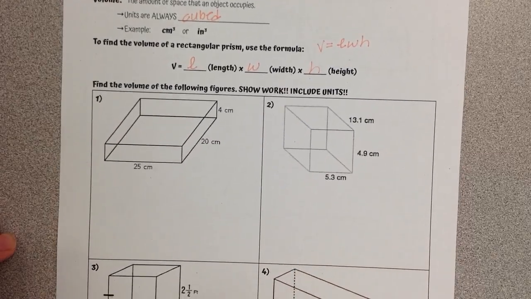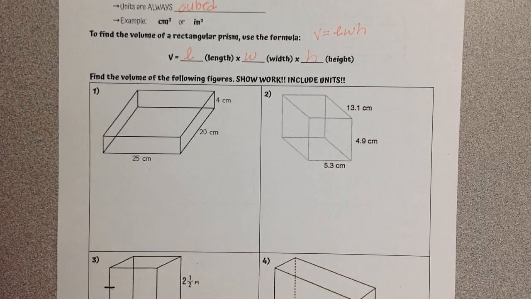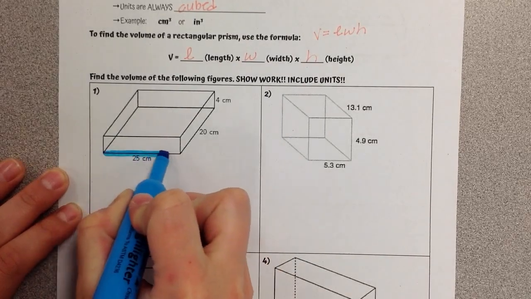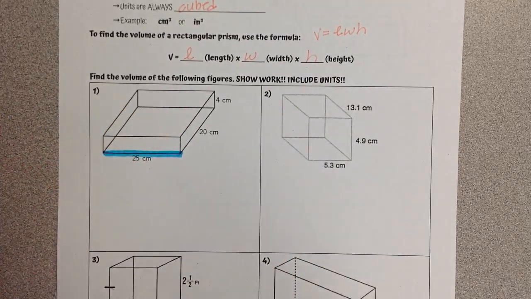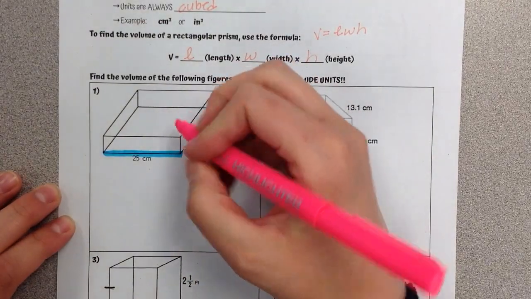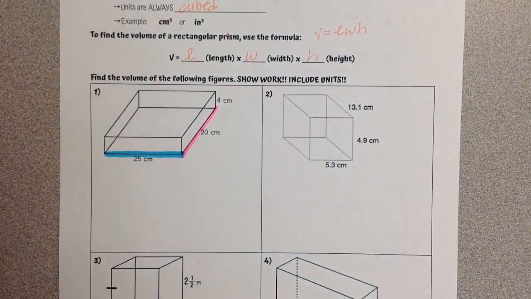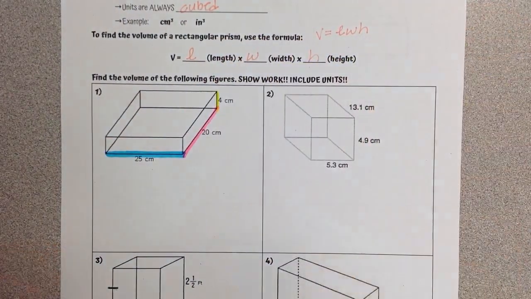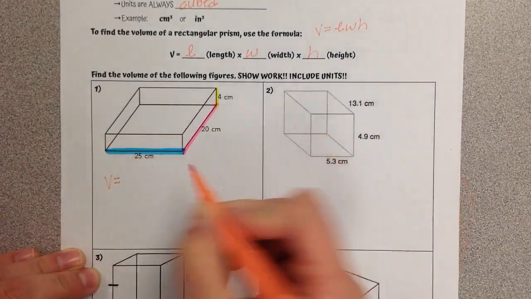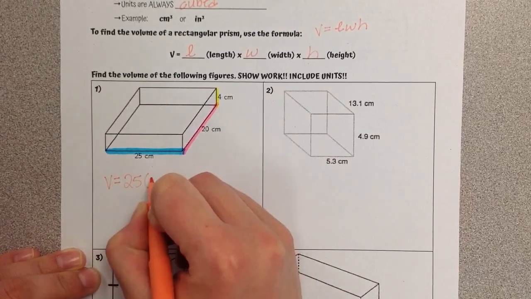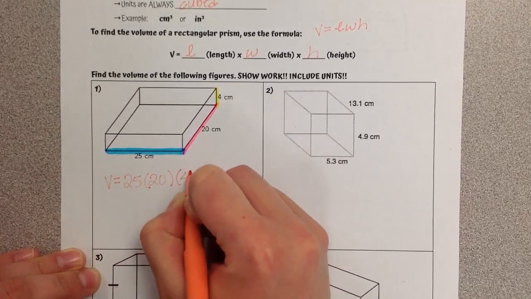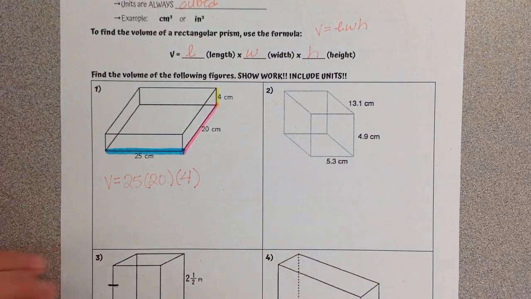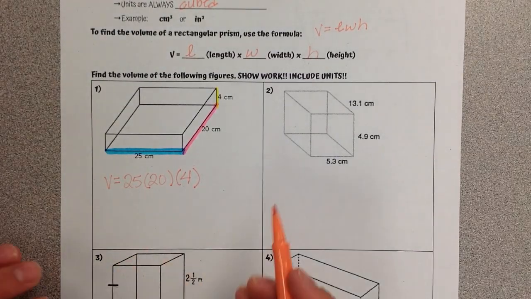So for number one, we're finding the volume of a figure that has a length of 25 centimeters, a width of 20 centimeters, and a height of 4 centimeters. So to show your work, you can write volume equals, and my length is 25, my width is 20, and my height is 4. Remember, with multiplication, it really doesn't matter which order you multiply in. You can show your work right here or use a calculator.